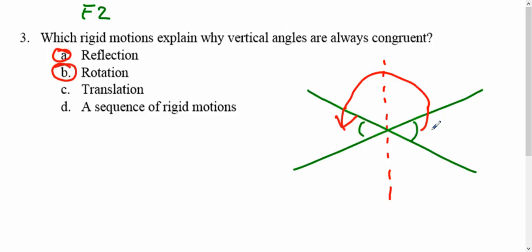A translation would not work because they're facing different directions. It needs something to make them flip so they're facing the same direction. So translation does not work. A sequence of rigid motions just means you can combine a couple of different things, like you could translate it and then rotate it, or whatever sequence you want. It's very ambiguous right here. It's not specific at all. So a translation and then rotating it around and translating again, that would work. So there is a sequence that would map it onto itself.